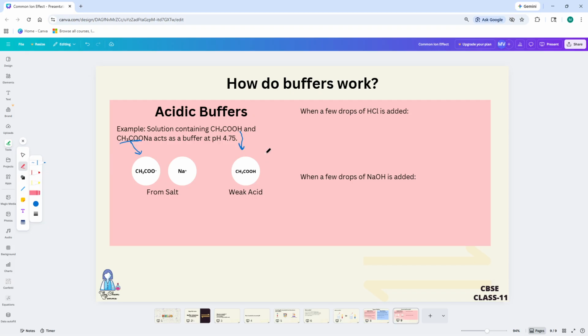Okay. Now, as I said before, a buffer solution works by ensuring that even if a small amount of an acid or a base is added, it is going to make sure that the pH stays the same. That is what a buffer solution is going to do. So when you, let's say, add a few drops of acid to this solution, what do you think will happen?